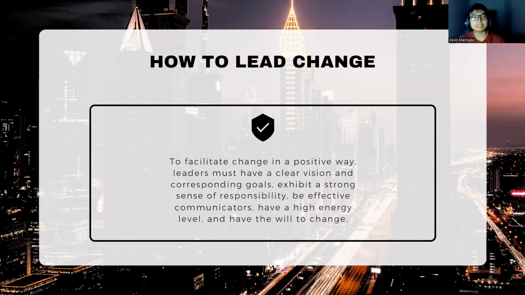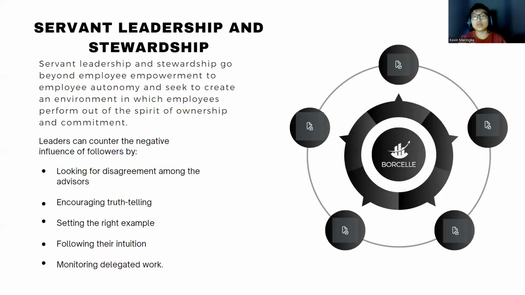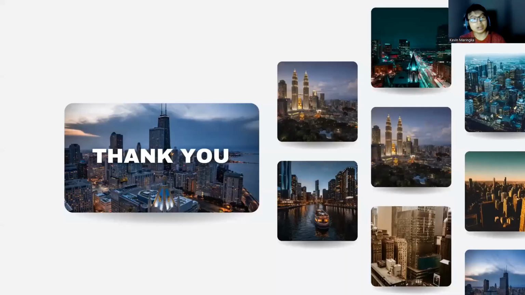How to lead change? To facilitate change in a positive way, leaders must have a clear vision and corresponding goals, exhibit a strong sense of responsibility, be effective communicators, have a high energy level, and have the will to change. Now we're going to dive into our final chapter.